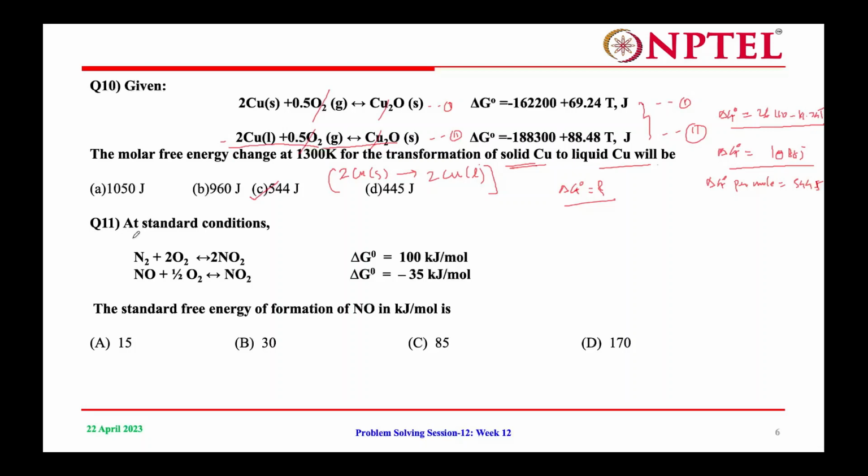Now question number 11. At standard conditions, N2 plus 2 O2 gives 2 NO2 and delta G is given, and NO plus 1 by 2 O2 gives NO2, a reversible reaction, and delta G is given. So these are chemical reaction number 1 and reaction number 2. The standard free energy of formation of NO in kilojoule per mole.